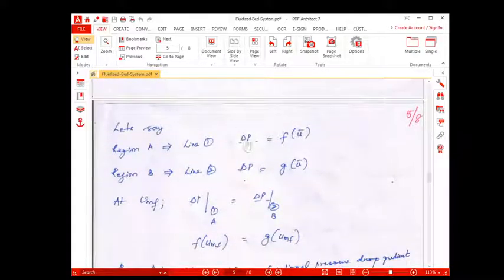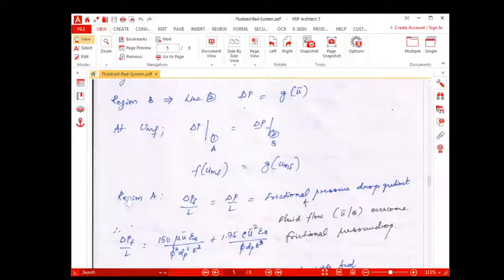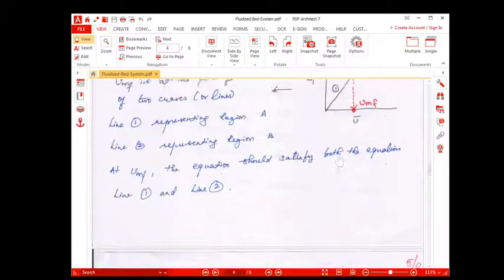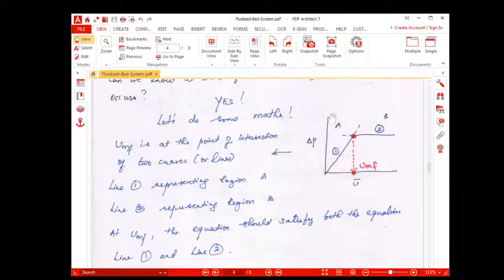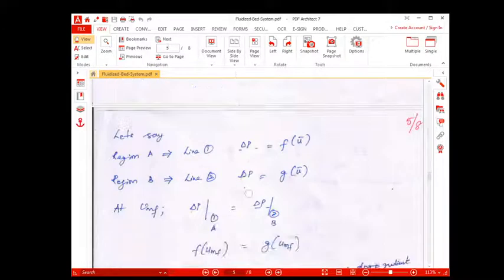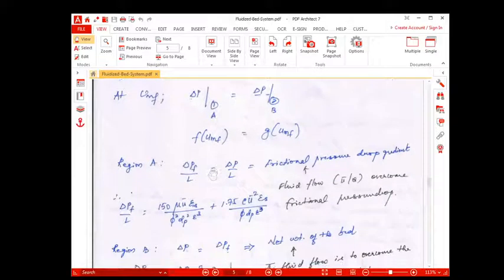So let's see what the equation for line 1 and line 2 is. Line 1 is the pressure drop in region 1, or region A, which is the fixed bed region. We know that the frictional pressure drop is given by the Ergun equation. That means all the fluid flow energy, all the velocity given by the fluid, is to overcome the frictional pressure drop. Now remember, pressure drop is analogous to the power being consumed by the fluid, because power consumed is pressure drop times the volumetric flow rate.